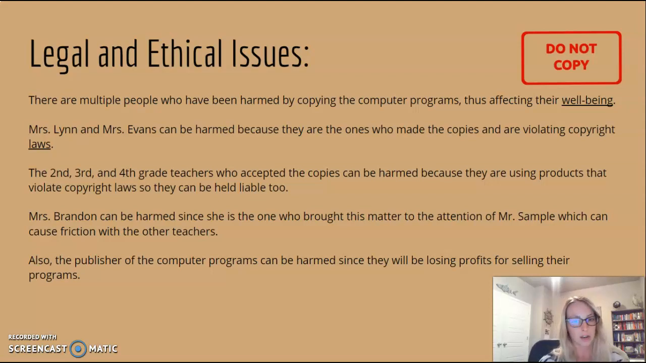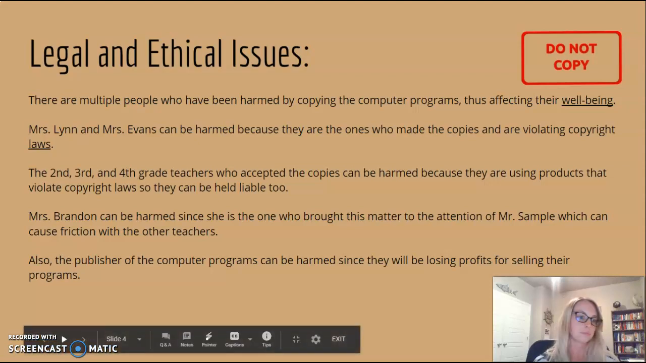Also, the publisher of the computer programs could be harmed since they would be the ones losing the profit for selling their programs. If they sold a program and everybody started making copies instead of purchasing more, they would be losing profits for people purchasing the programs that they created with the intent to sell them.